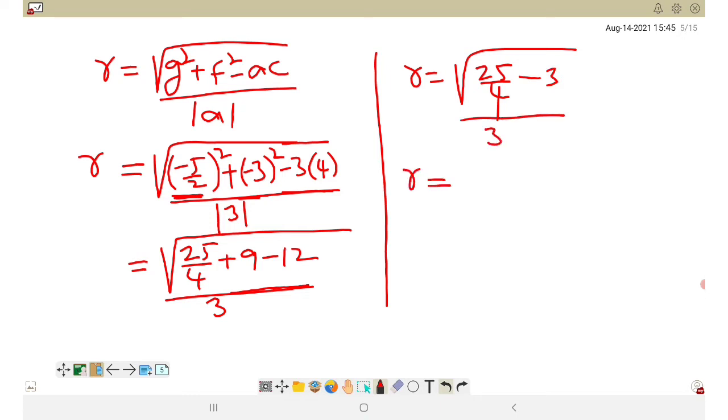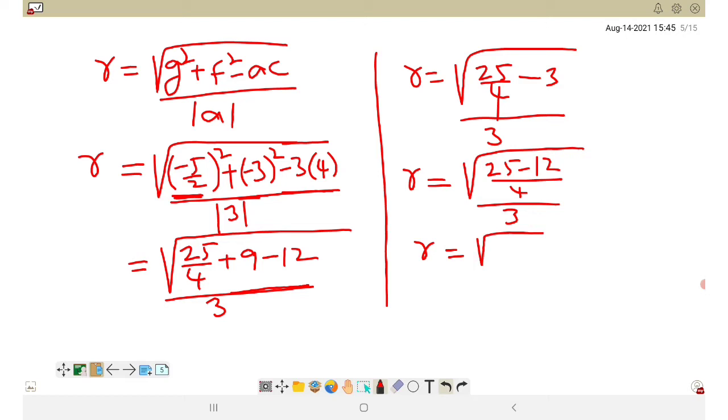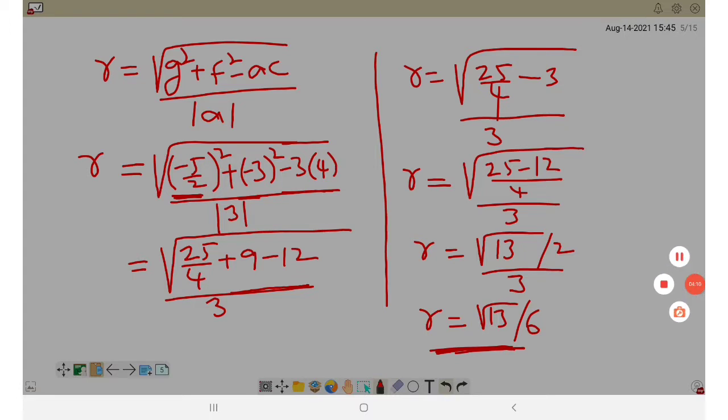So radius r is equal to square root of 25 by 4 plus 9 minus 12, by 3. 25 minus 4 3s are 12, by 4, by 3. r is equal to square root of 25 minus 12 is 13, root 4 is 2, by 3. So the radius of the given circle is root 13 by 2 3s are 6. Radius r is equal to root 13 by 6.